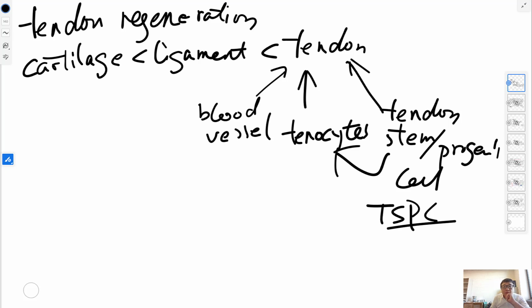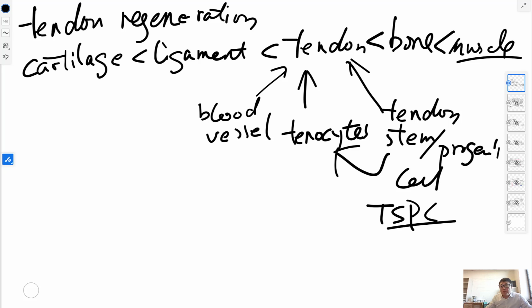Because of that, tendon has a stronger regenerative capacity than ligaments. And what's even better than the tendon is the bone. Bone has osteogenic cells and a lot of blood vessels running inside. So bone is better. Which one is the best in this whole system? Muscle. Muscle regeneration we'll talk about in the next topics. And so this is tendon regeneration.